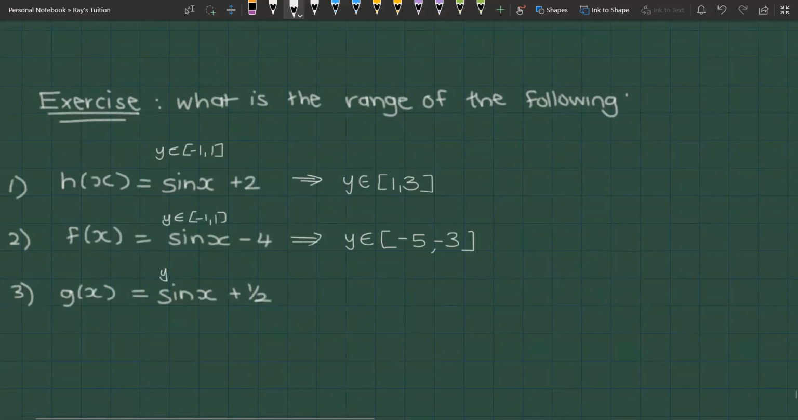And for the last one, once again, we're starting with the usual unshifted sine graph, unchanged, and then we are adding 1/2. So this here becomes y is an element of -1/2 to 3/2, or 1.5. So please make sure you understand this. It is quite important, and please watch the other videos for more information.